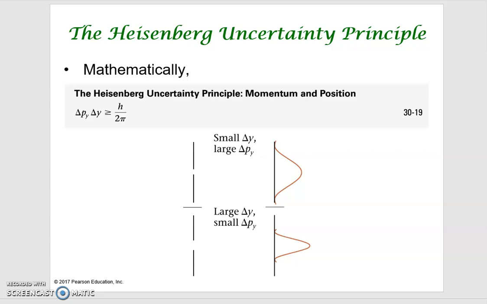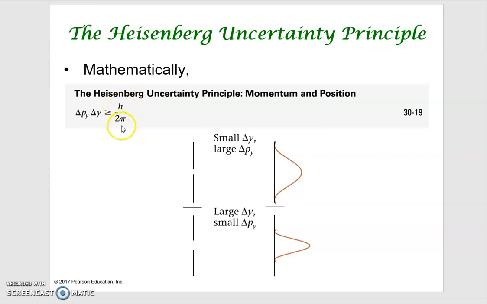So now we can formulate the Heisenberg uncertainty principle we just discussed in terms of a formula. It looks like this. It is the change of the momentum in the y direction multiplied by the change of the position in the y direction. And the multiplication of these two has a minimum value. The minimum value is h divided by 2 pi, and h is the Planck constant.